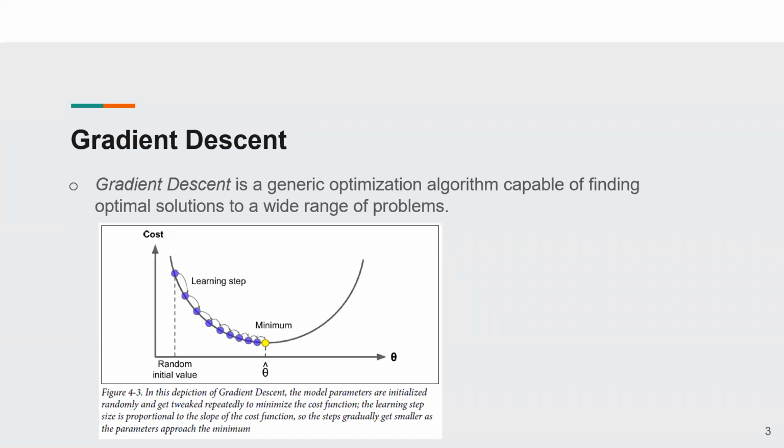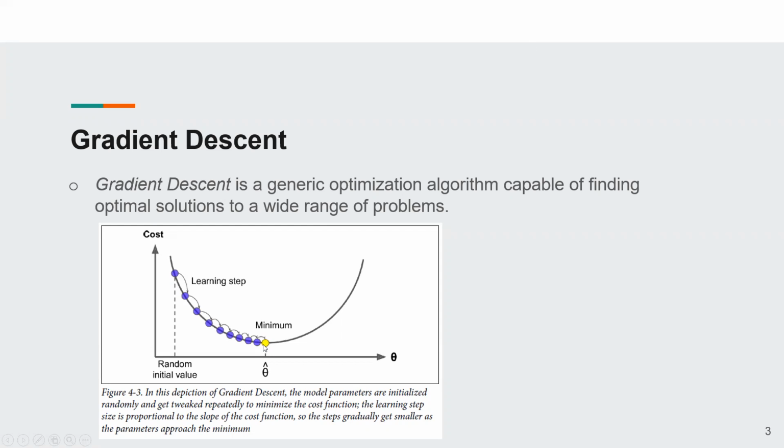What is gradient descent? Gradient descent is a generic optimization algorithm capable of finding optimal solutions to a wide range of problems. So in this graph, you can see the x-axis is theta, the y-axis is cost. We're hoping that we are able to find a theta estimate that is able to minimize the cost.